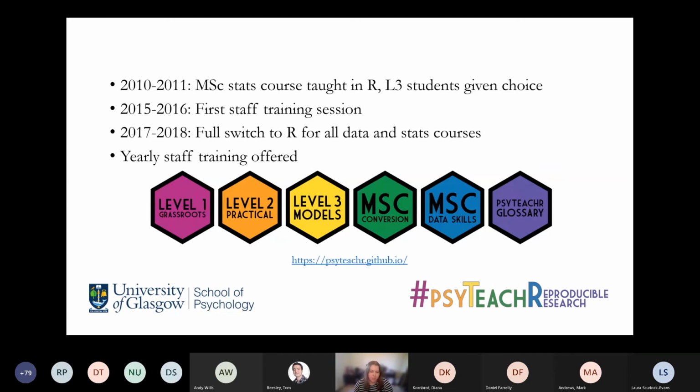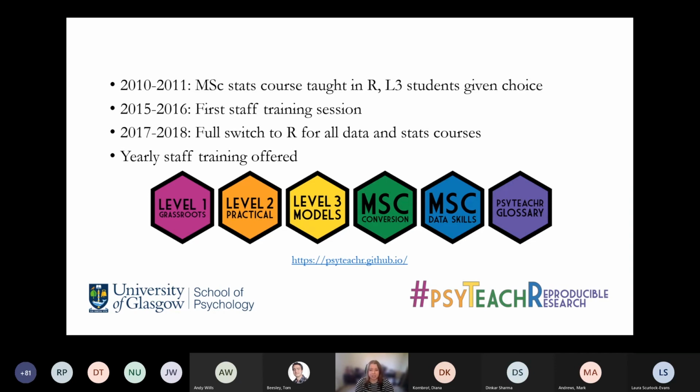So just to focus on the tool that we're using for a couple of slides, here's a very brief overview of what happened at Glasgow. From about 2010, our MSc level stats course was taught in R. But in addition to this, our third year undergraduate students were given the option to do their stats course either using R or using SPSS. And this was predominantly led by Dale Keep It Maximal Bar.